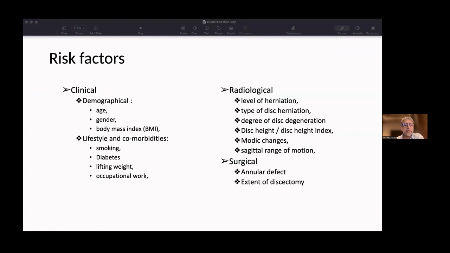Among the risk factors, in the clinical risk factors, age, gender, and body mass index have been implicated. In lifestyle and comorbidities, smoking, diabetes, lifting heavy weight, and occupational work have been implicated in recurrence. In the radiological factors, the level of herniation, the type of disc herniation, the degree of disc degeneration, the disc height or disc height ratio, Modic changes, and the sagittal range of motion have all been implicated as risk factors for recurrence. And there are the surgical annular defect and extent of discectomy, but that is the next talk, so I won't dwell on that.